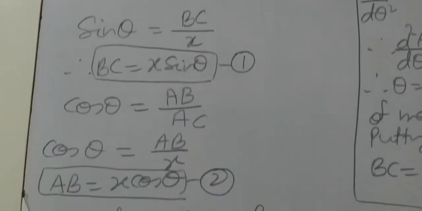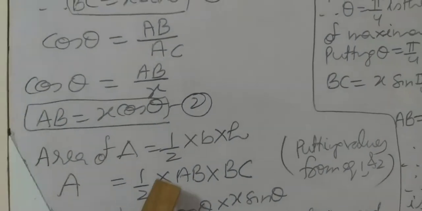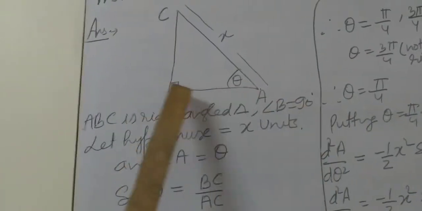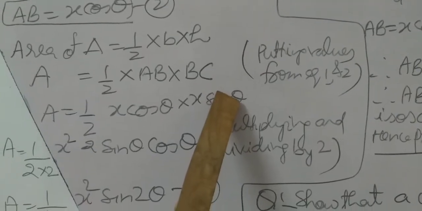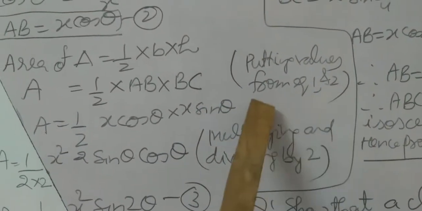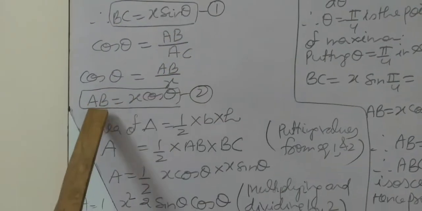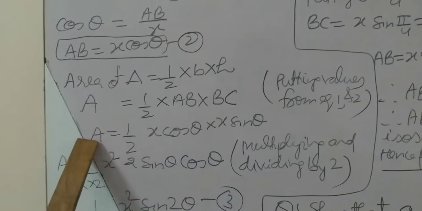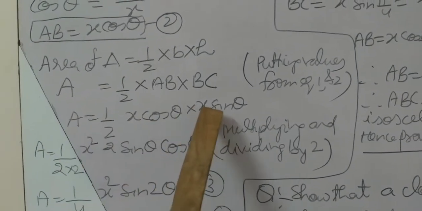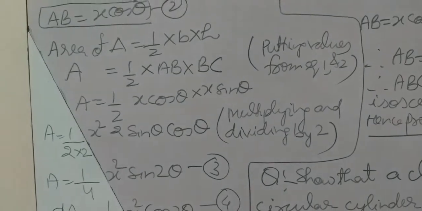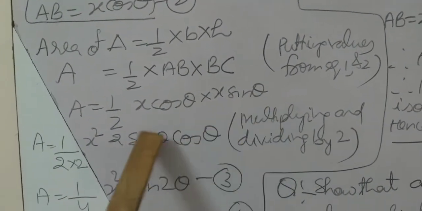Now area of triangle equals half base into height. Area equals half base AB, height BC. Putting values from equations 1 and 2, BC value x sin theta, AB value x cos theta. So area of triangle A equals half x cos theta into x sin theta. So area equals half x square cos theta sin theta.